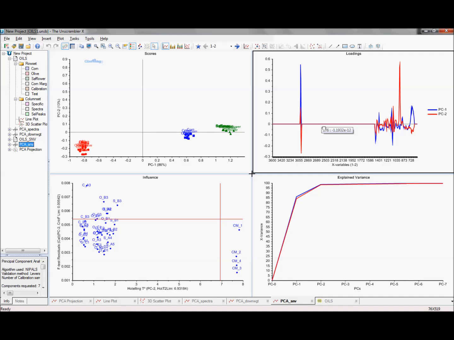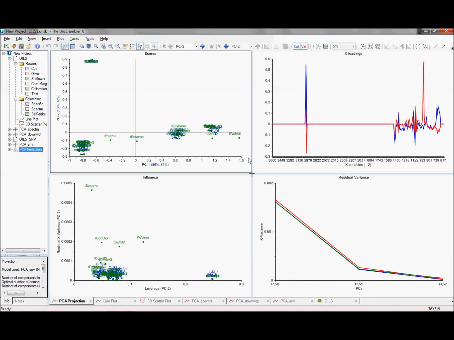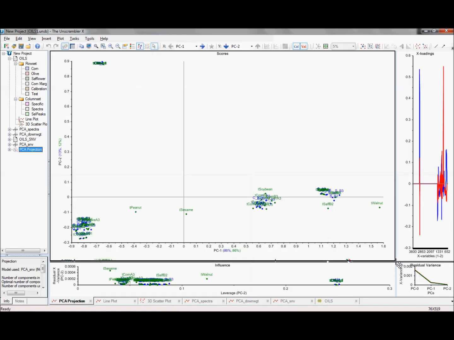As a validation of this model, we can also try to project the unknown samples onto this model. And we have done this here. The blue samples are the calibration samples, and the green samples are the test samples. It's perhaps not very easy to see the text of the overlapping points, but all the known types of oil have been classified correctly on top of the calibration samples. So all the green samples here are olive oil, all the green samples here are corn oil, and all the green samples here are safflower oil, as well as some corn margarine in the top cluster here.